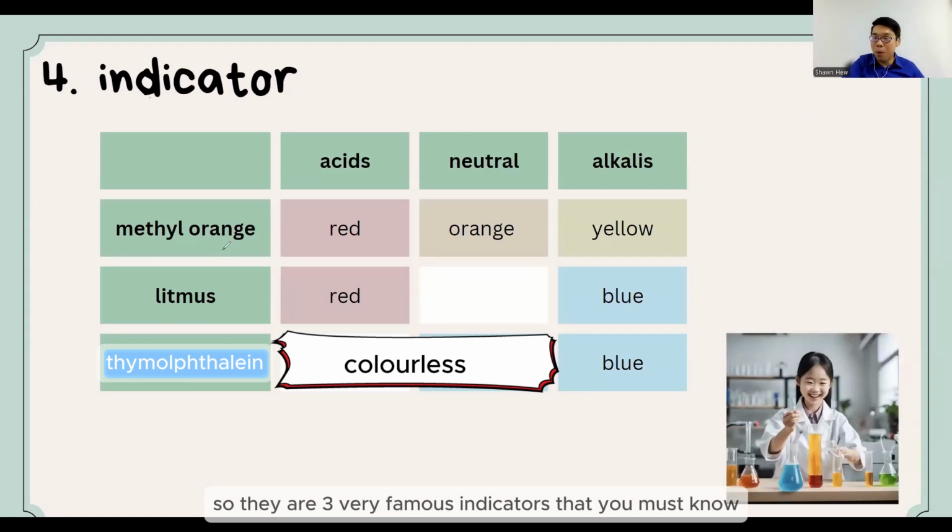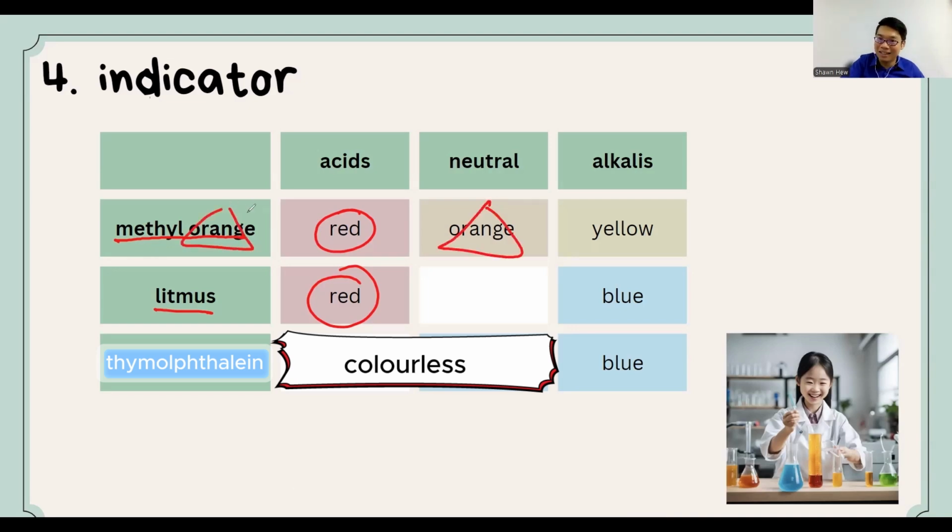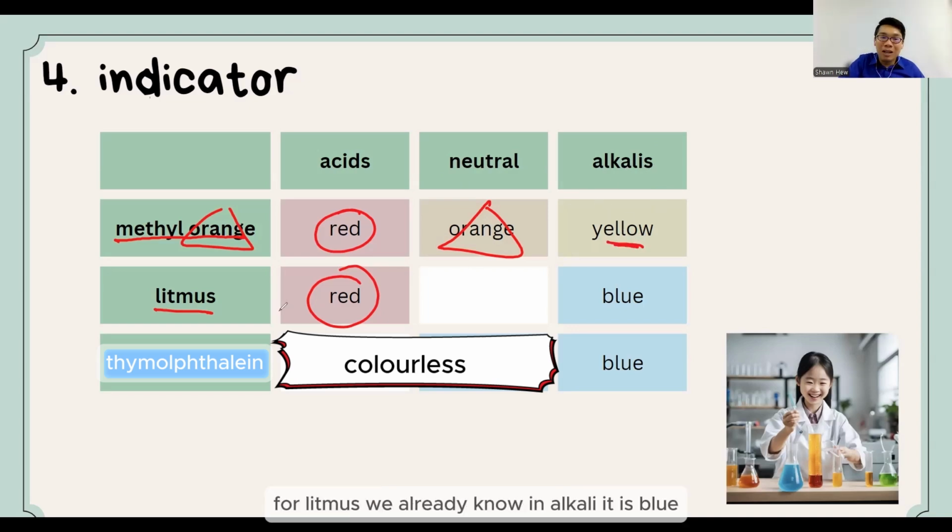So there are three very famous indicators that you must know. Methyl orange and litmus both will show red color in acids, so you can remember these together. Methyl orange, the orange represents the neutral color. Next, in alkali the color will get lighter and lighter, so it will form yellow. For litmus, we already know, in alkalis it will be blue.